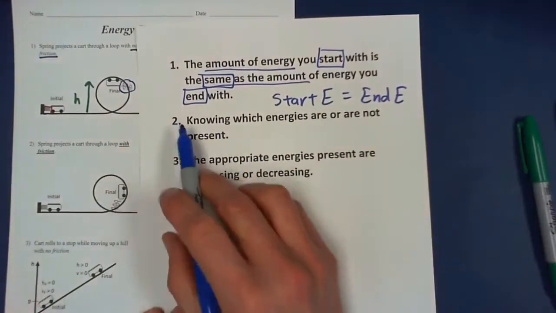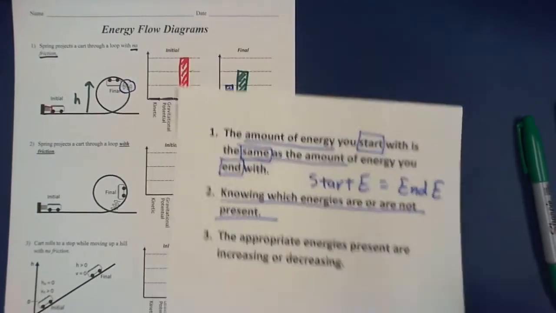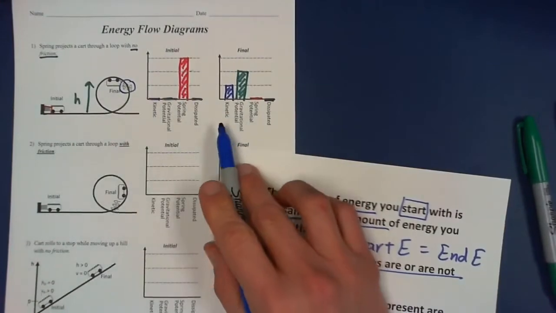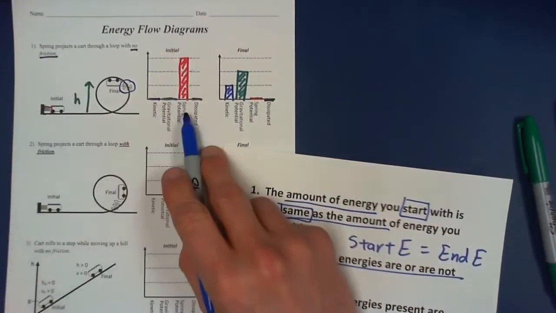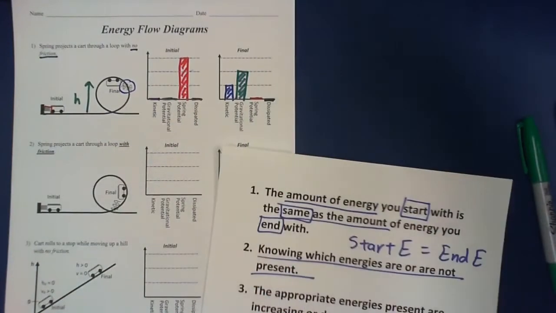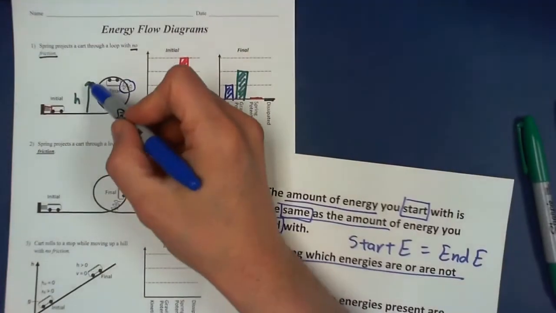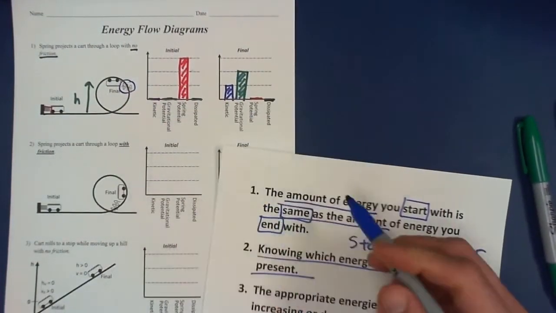Okay, the next thing I want you to know is which types of energies are present. With no friction, we don't have any dissipated energy. With a spring, we are going to have spring energy, but the spring energy is at the beginning, but not at the end. And when we have height, we have gravitational potential, but with no height, like at the beginning, we have no gravitational potential.